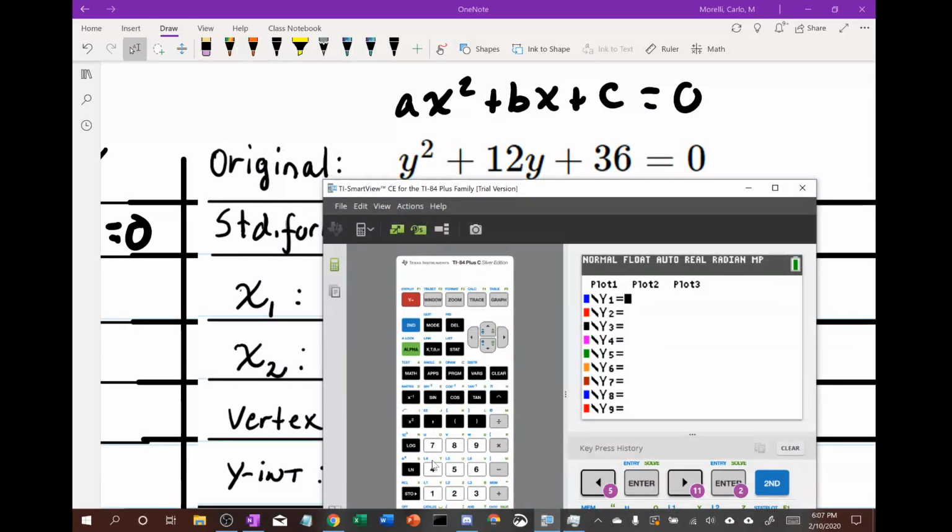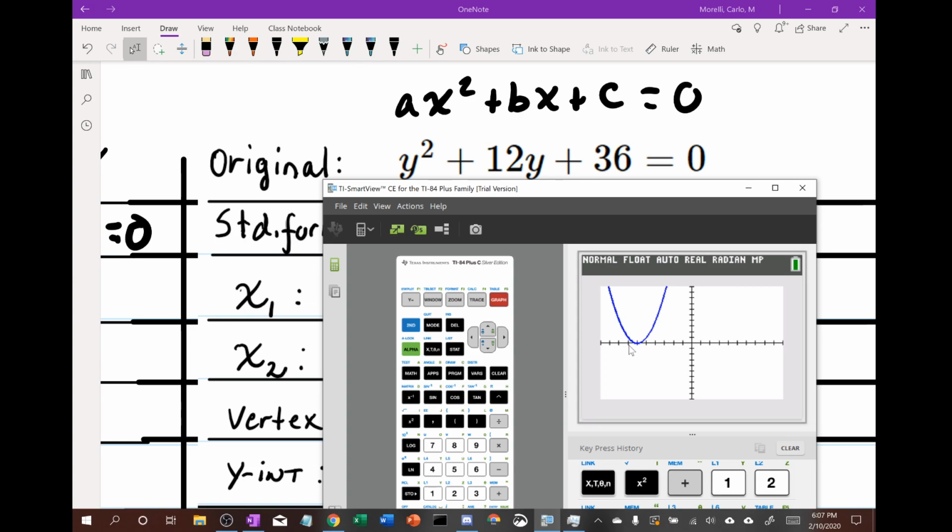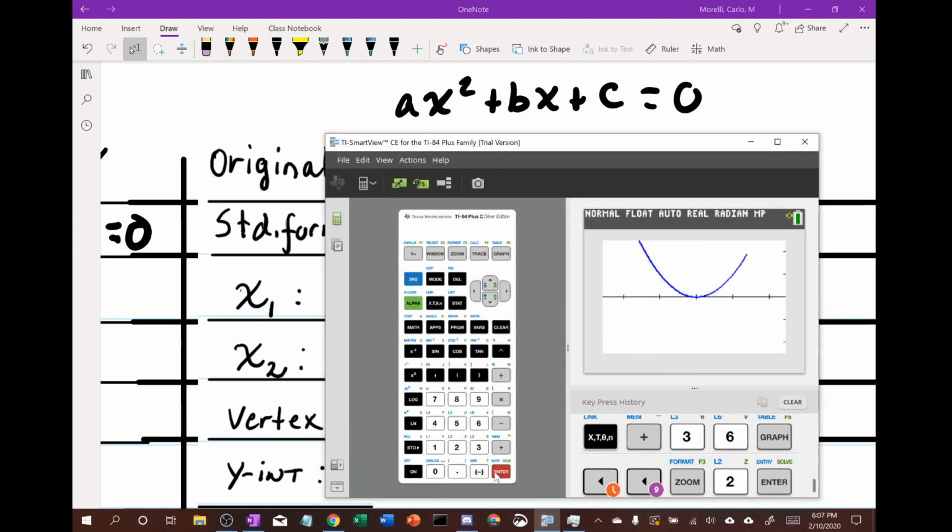Here we go. Y squared, so that would be x squared plus 12x plus 36. And what we're going to do next is hit graph and just take a look at it. Very interesting. Let me zoom in right over here because I'm interested in this place where it's hitting the x-axis. So I'll zoom to enter. Look at that. It appears to be only hitting the graph at one place. And if I had to bet money, I would say that place is -6.